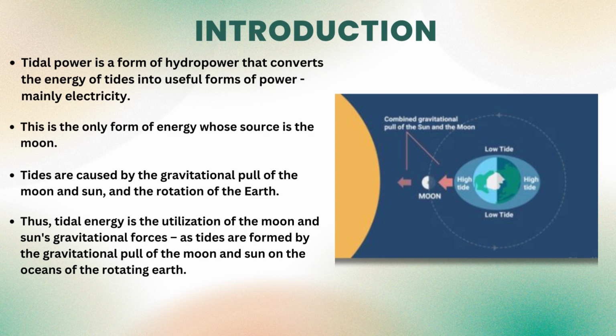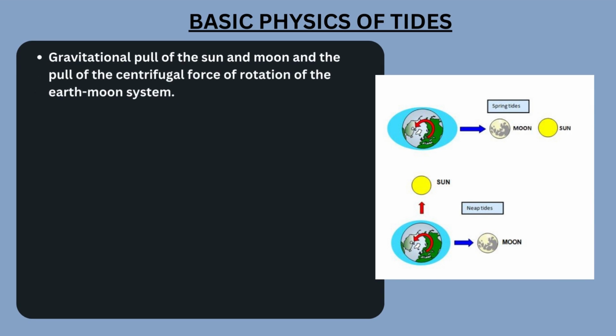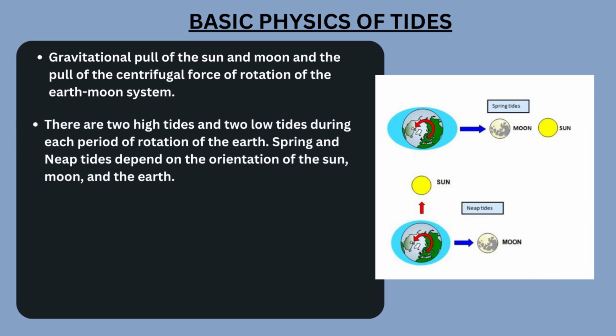Tides are formed by the gravitational pull of the moon and sun on the oceans of the rotating earth. So, this gravitational pull of the sun and moon and the centrifugal force of rotation of the earth-moon system is utilized here. There are two high tides and two low tides. So, generally two types of tides are there, high tide and low tide. During each period of rotation of the earth, there are two high tides and two low tides.